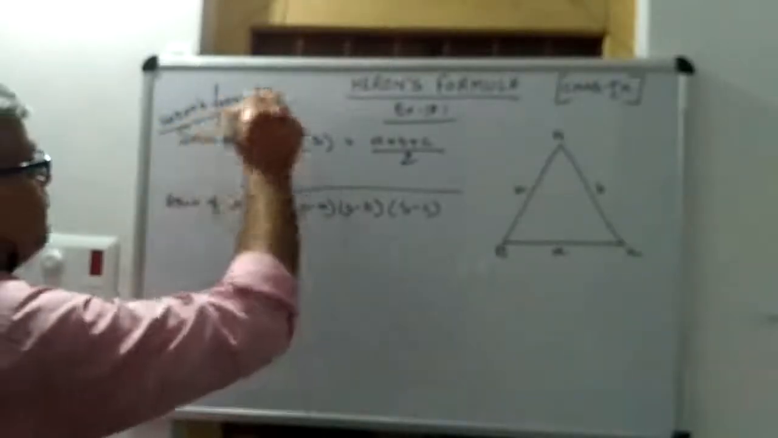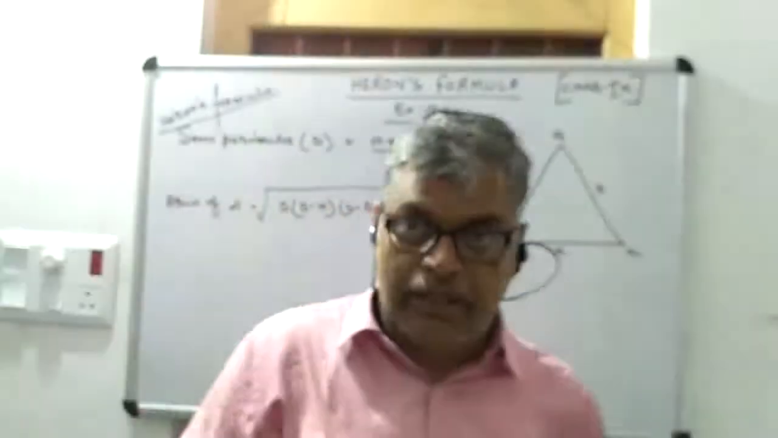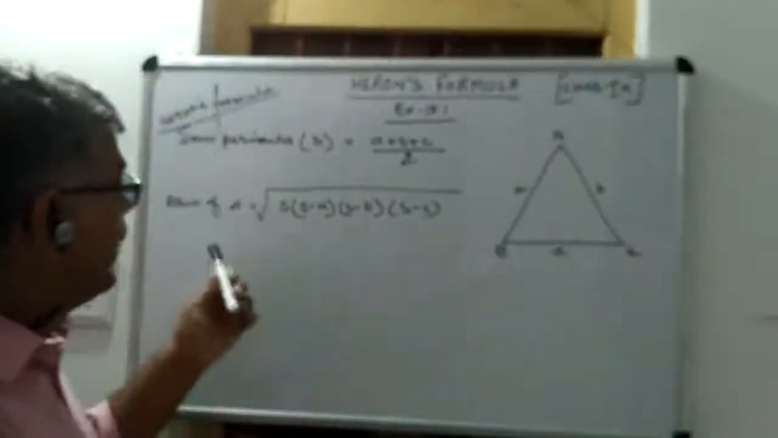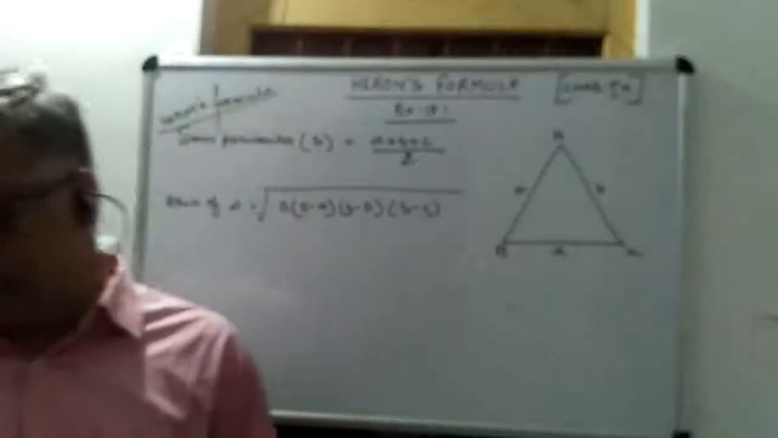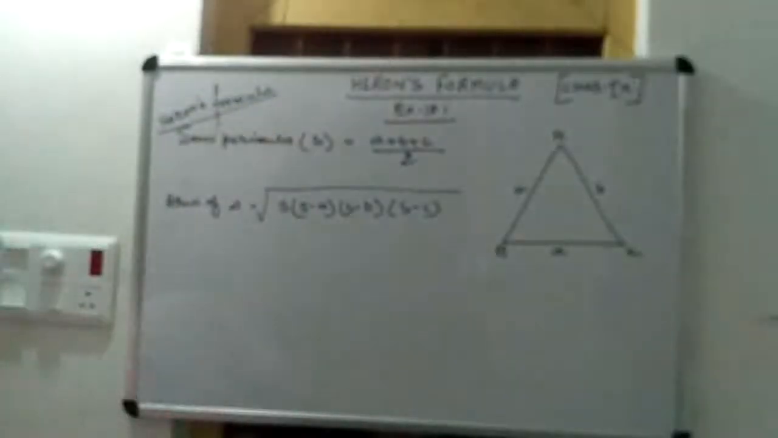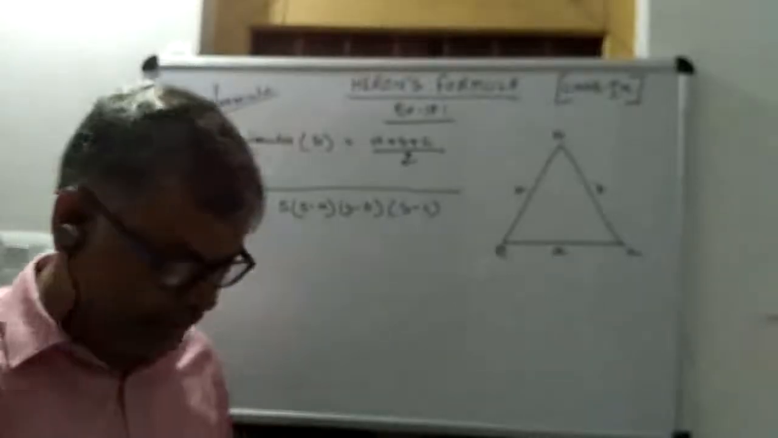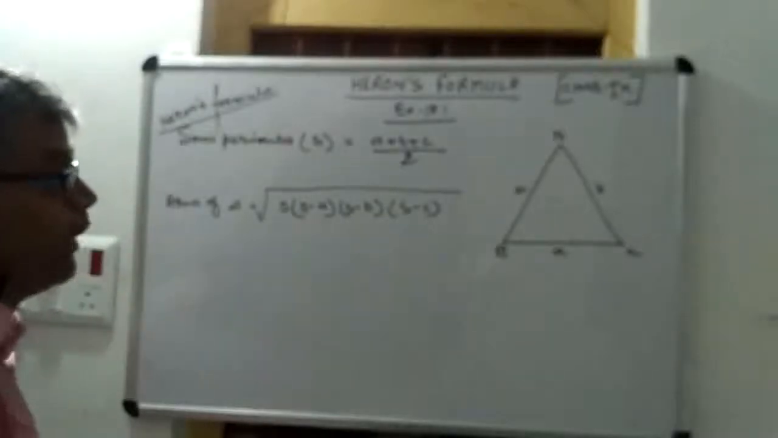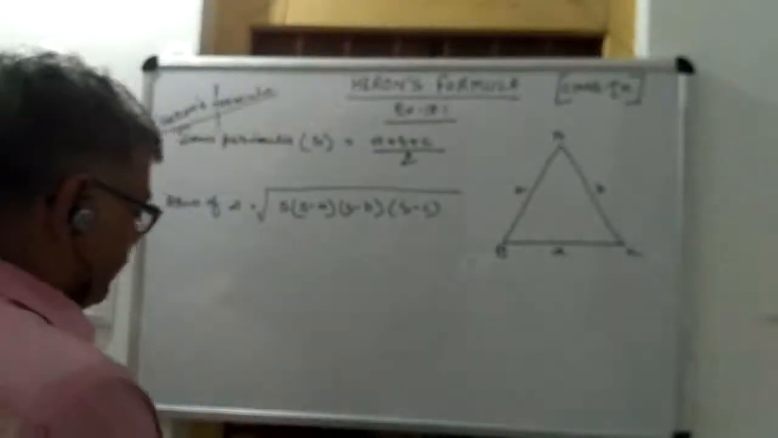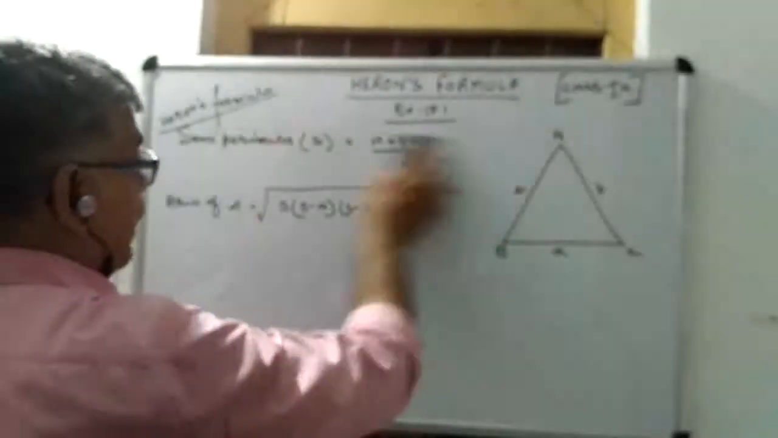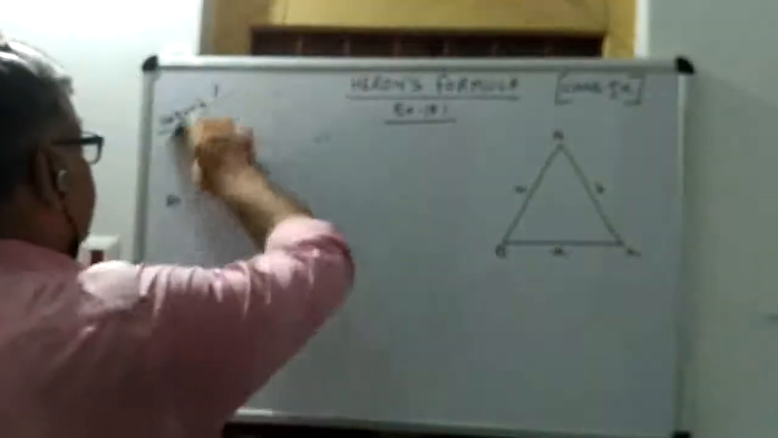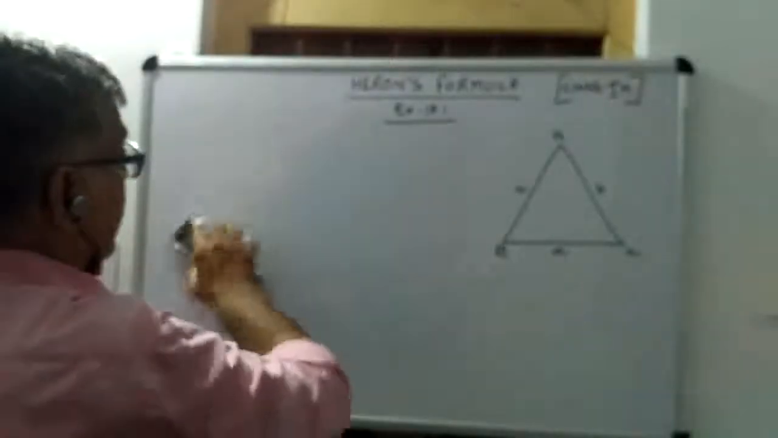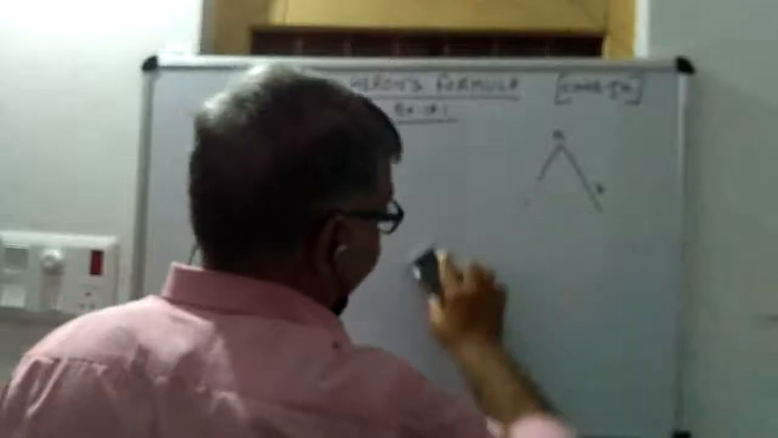Actually, Heron was a great mathematician, and by his name it is known as Heron's formula. So now, children, let's see some questions. I am going to solve a few questions from exercise 12.1 by using Heron's formula. Then you will become more clear on how to apply it. So let's see some questions from exercise 12.1, which deal with Heron's formula.